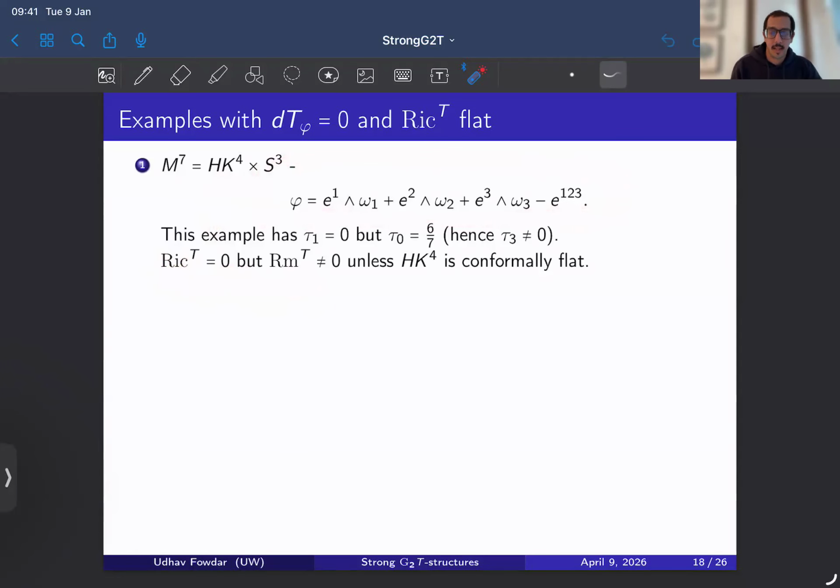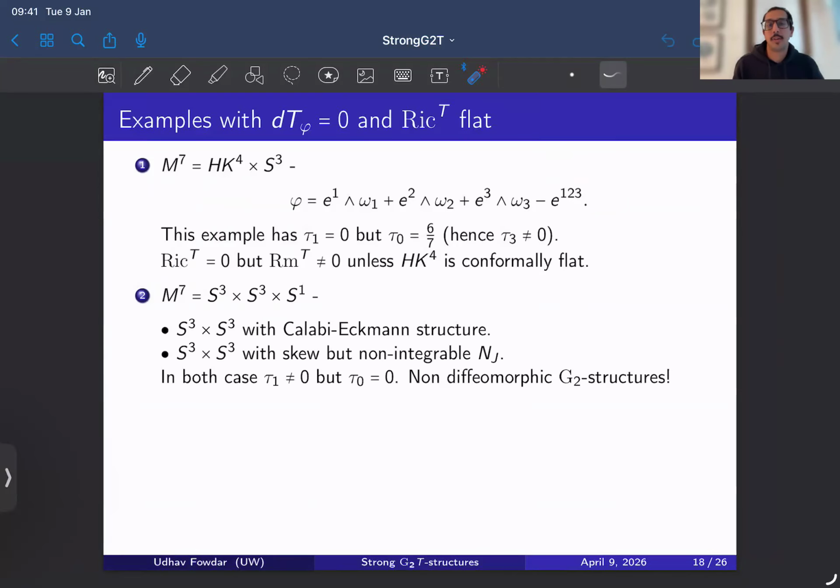You can compute, in this case, that the Lee form is 0, but tau naught is not equal to 0, and the Ricci curvature of the characteristic connection vanishes, okay? And it is not typically flat unless your hyperkähler manifold is, in fact, flat itself.